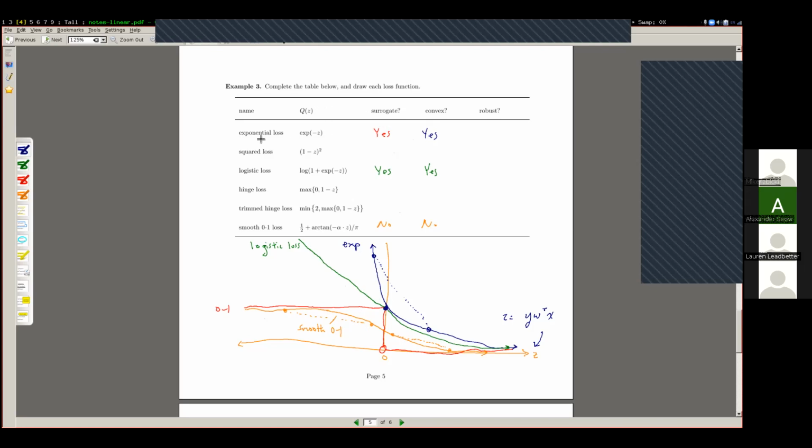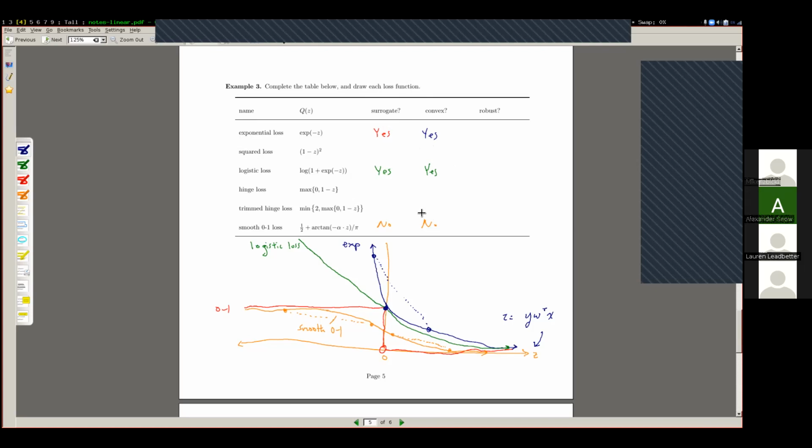Okay, so I have a bunch of examples up here listed of different loss functions. Again, we've talked about the exponential loss, the logistic loss and the smooth 0-1 loss. These other ones we haven't talked about, but you're responsible for them for the midterm. And so you'll want to understand whether they're surrogates or whether they're convex. All of our examples so far have been surrogate losses and convex. If it's been surrogate, it's also been convex, and if it's convex, it's also been surrogate, but that's not true in general. And some of these other examples will show you that.